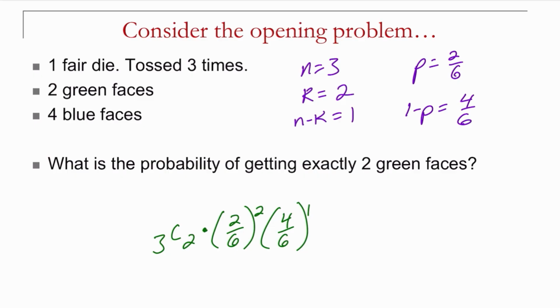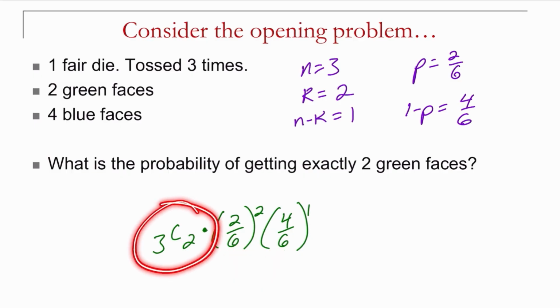Okay, a few things I want you to notice here. The exponents, the 2 and the 1, add up to n, and n is, of course, going to be that first number for your combination. The 2/6 and the 4/6 add up to 1, because the probability of success plus the probability of failure is going to be equal to 1.